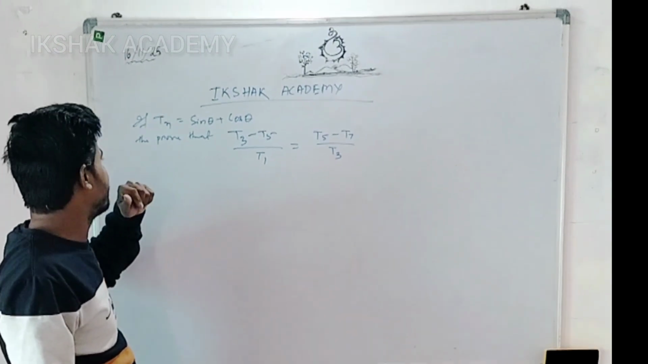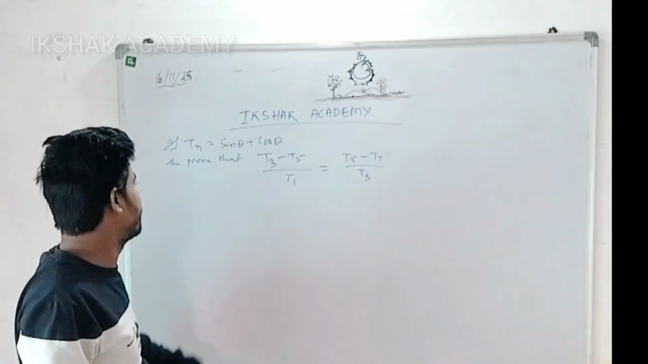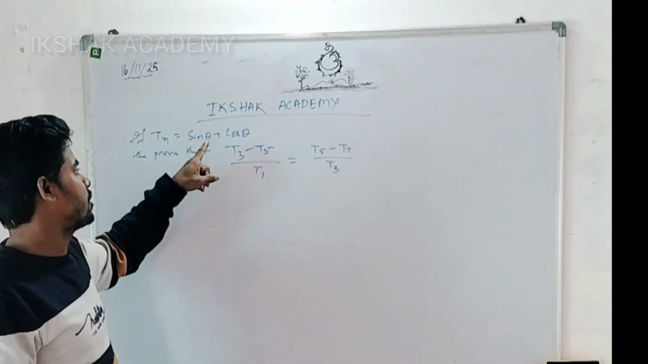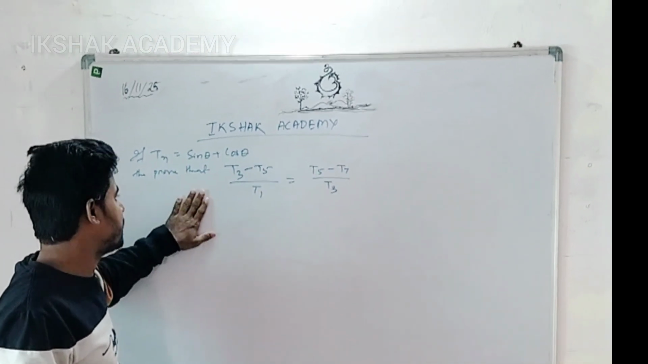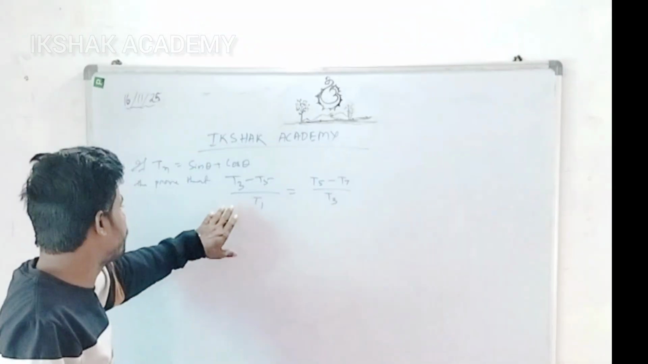Here is a question, and this question is a complicated question, but not very hard. So now we are going to solve this question. If Tn equals sin^n theta plus cos^n theta, then prove that (T3 minus T5) by T1 equals (T5 minus T7) by T3. You have to prove this thing.